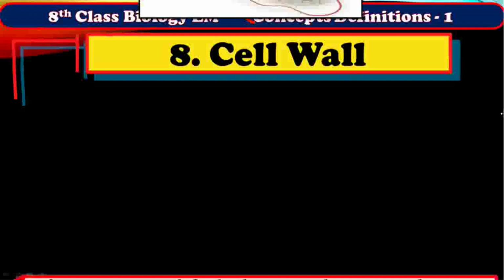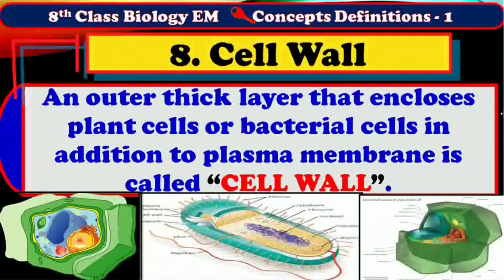Cell wall. An outer thick layer that encloses plant cells or bacterial cells in addition to plasma membrane is called cell wall. It is absent in animal cells. In plants, cell wall is made up of polysaccharides or carbohydrates such as cellulose, hemicellulose, lignin, pectin and suberin. In bacteria, cell wall is made up of carbohydrates other than cellulose. It was first discovered by the scientist Robert Hooke. It gives mechanical strength to the cell.